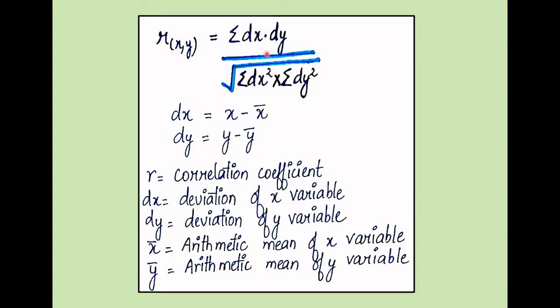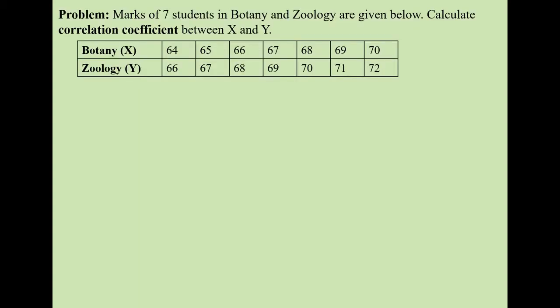It is calculated by using the formula sigma dx into dy upon under root sigma dx square into sigma dy square. Here dx is equal to x minus x bar and dy is equal to y minus y bar. X bar is the arithmetic mean of the x variable and y bar is the arithmetic mean of the y variable. Let's solve a problem on Karl Pearson coefficient of correlation.